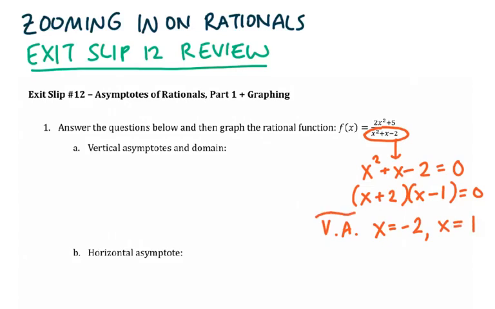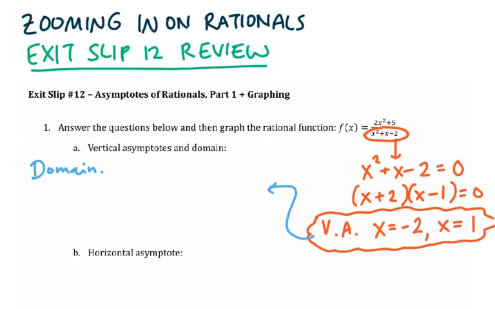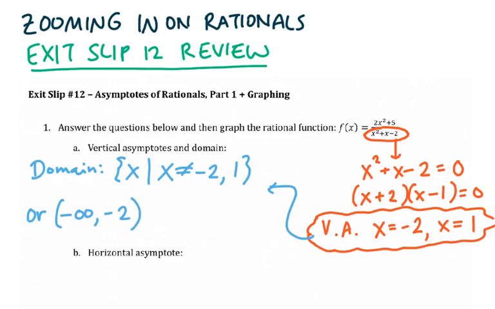It's kind of nice to find those vertical asymptotes first, although it doesn't really matter the order, because then the domain is everything but those values. So based on our work right there with the vertical asymptotes, I'll go ahead and state the domain in two ways. One way to state the domain would be to say all x, such that x does not equal -2 or 1. The other option would be to use interval notation to say -∞ to -2, unioned with -2 to 1, unioned with 1 to infinity. So take your pick in terms of the notation you prefer.